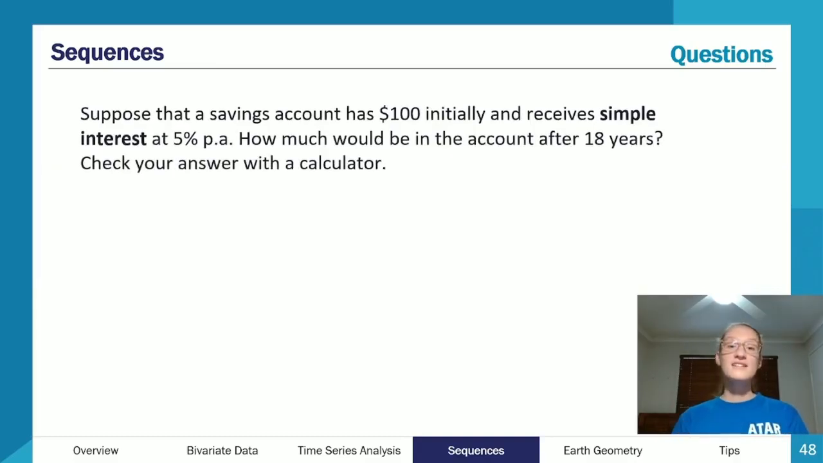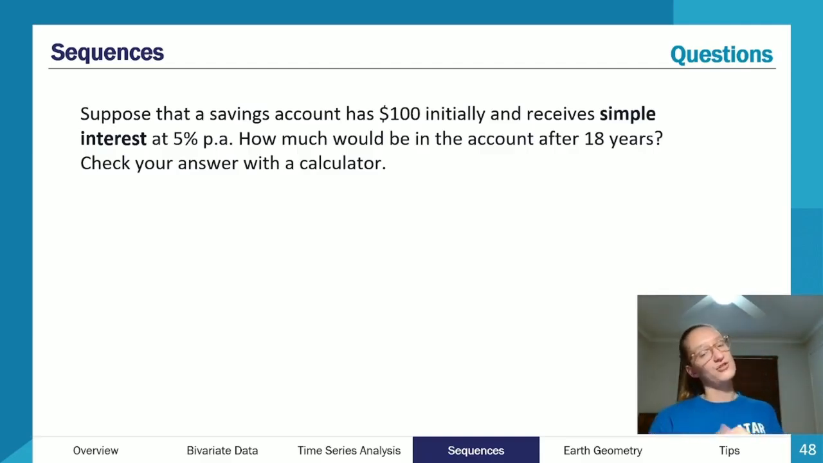Okay, suppose that a savings account has $100 initially and receives simple interest at 5% per annum. How much would be in the account after 18 years? And then we can check our answer with our calculator. So we're not looking at financial maths yet. We're actually just looking at the applications of sequences to a simple interest scenario, which is lucky that I talked a little bit earlier about how arithmetic sequences can be used to model simple interest, because we're simply adding the same amount of interest every time.